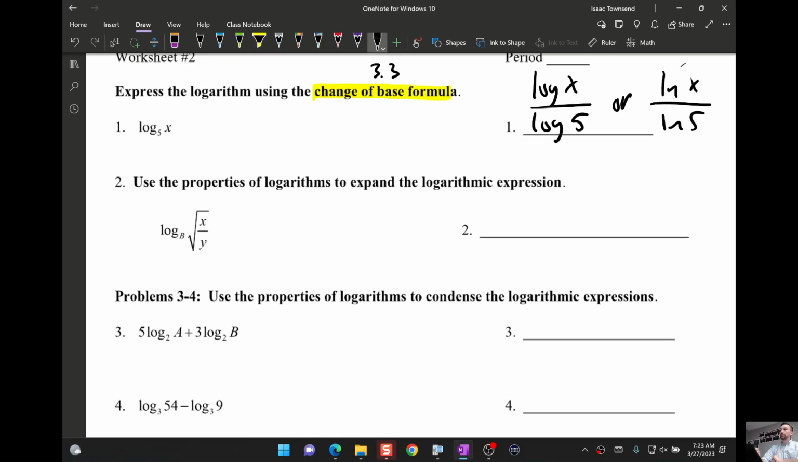Okay, number 2, to expand this, so we've got a log base b of some stuff, and so we're going to expand this into multiple log base b's.